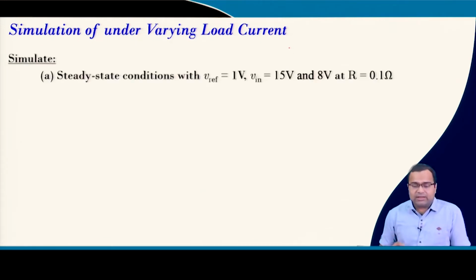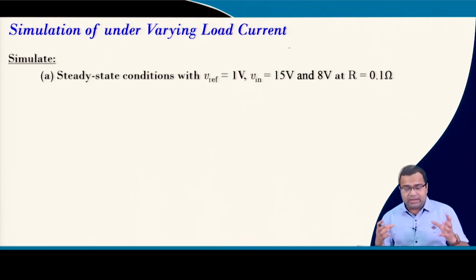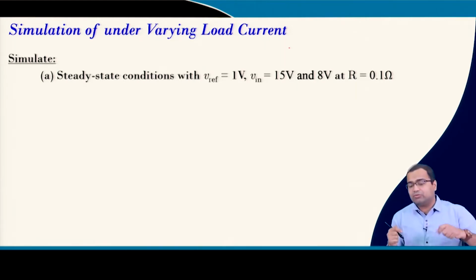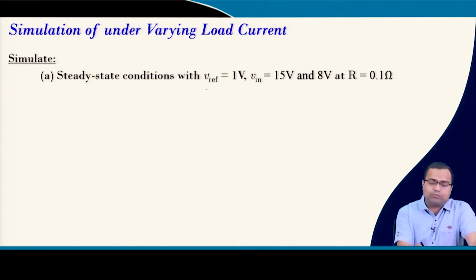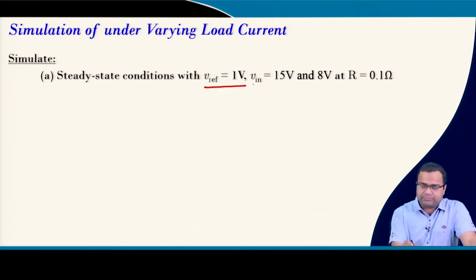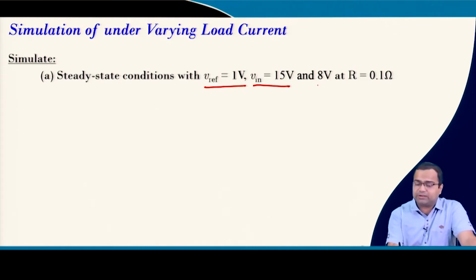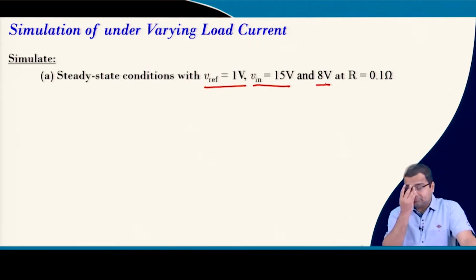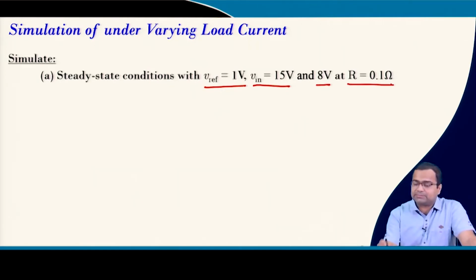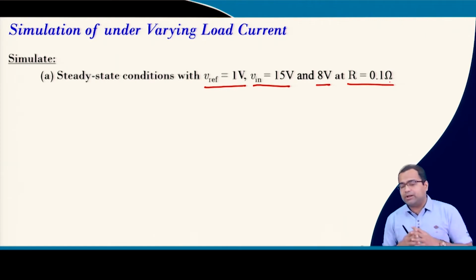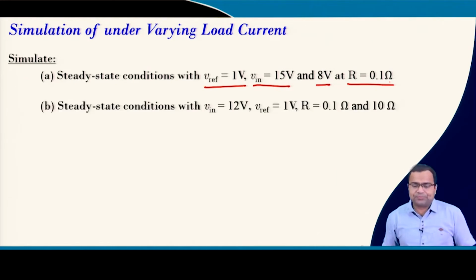Now, we have already implemented this for constant on time control. We want to simulate for different input voltage. That means our reference voltage is 1 volt, input voltage is 15 volt, and then input voltage again is 8 volt, and our load resistance is 0.1 ohm. This is for continuous conduction mode. Then we will also run the steady state condition at different load current, then we will do transient simulation.